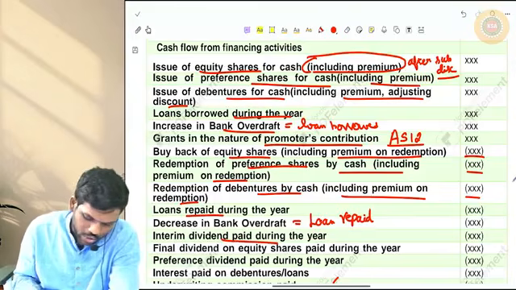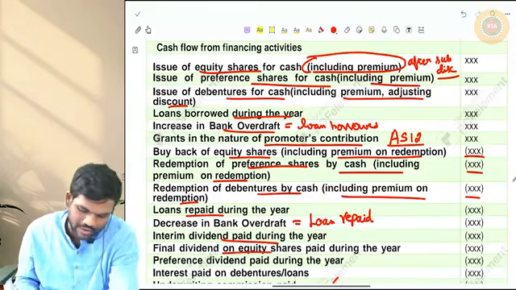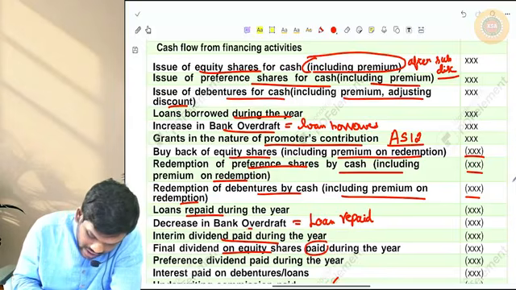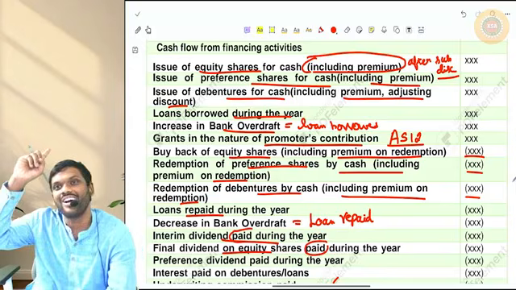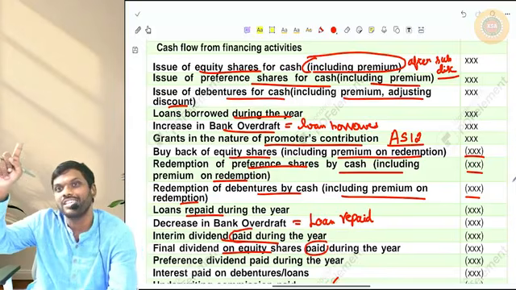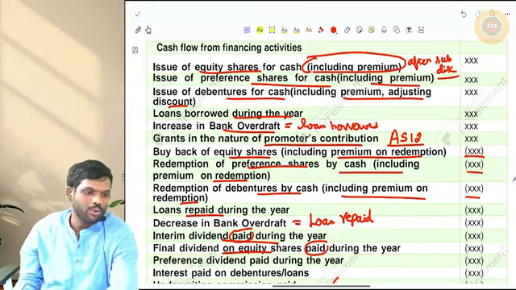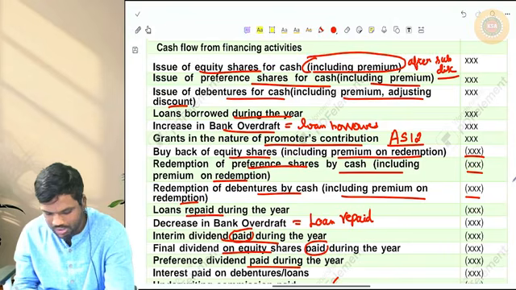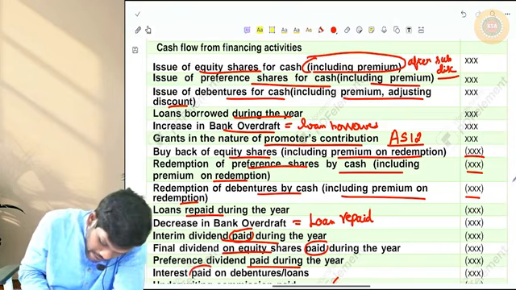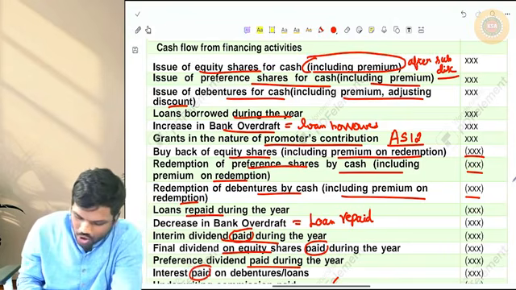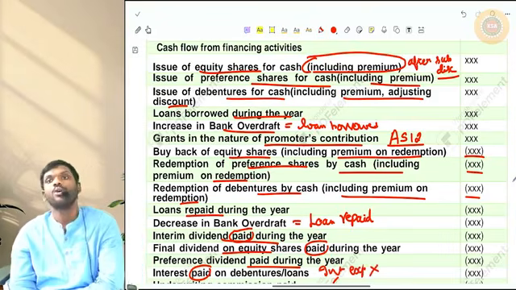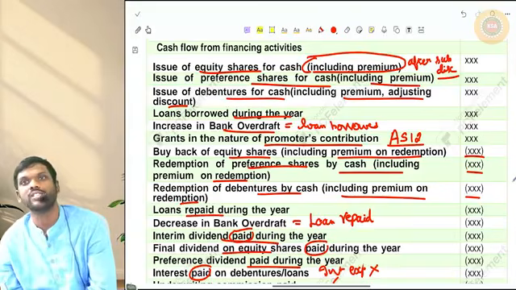And any dividend you have paid, be it interim dividend or final dividend, here you should take dividend paid, not dividend declared. What you take in operating activities under appropriations is dividend declared. What you take here is dividend paid. And any preference dividend paid, that also you subtract. Interest paid should be subtracted, not interest expense. If you subtract interest expense here, that is wrong. What you have to subtract here is interest paid.